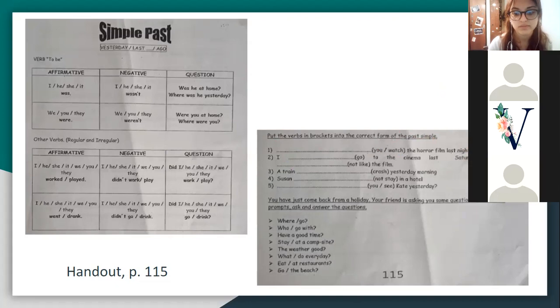Number 1. The horror film last night. Did you watch the horror film last night? Did you watch last night? We have a specific time frame. Very good. Juli.